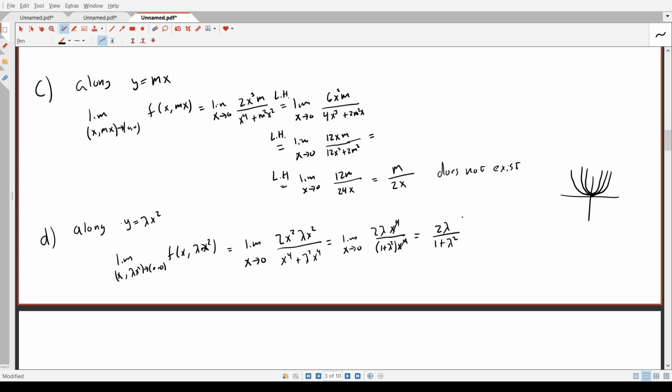So the limit here depends on which parabola I take. Quite a lot, right? If I choose a different lambda, I'm going to get a different limit.